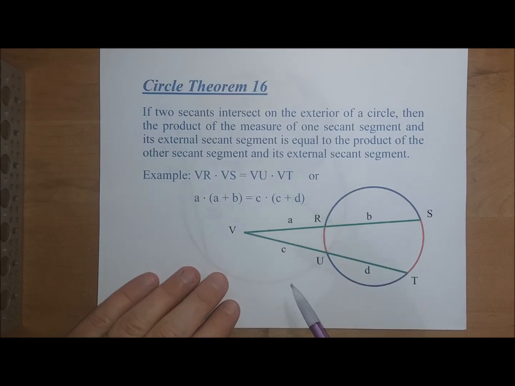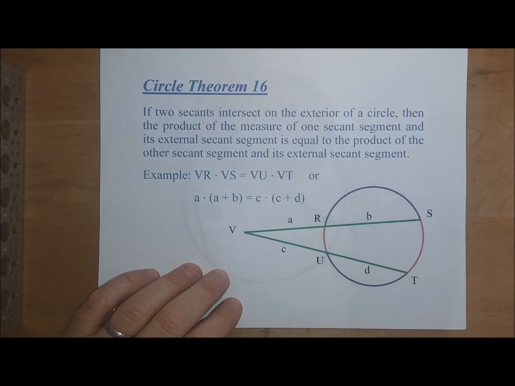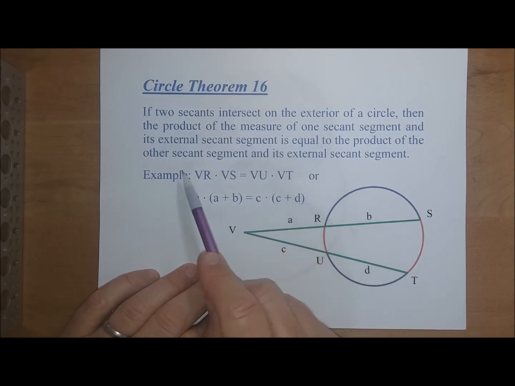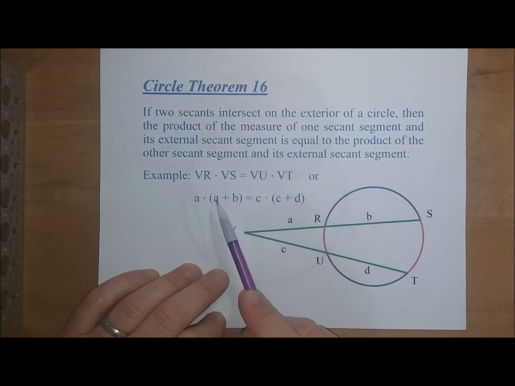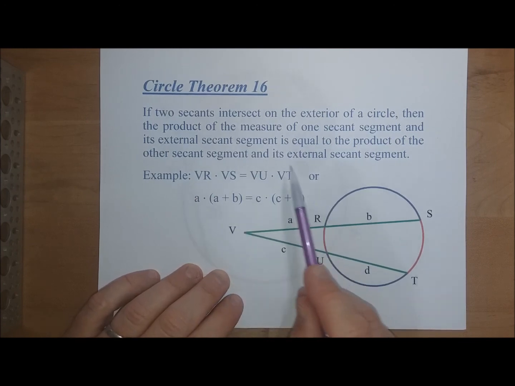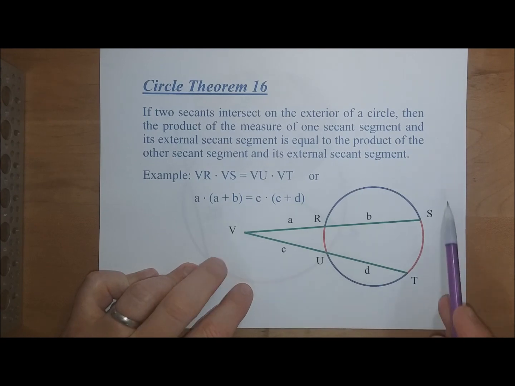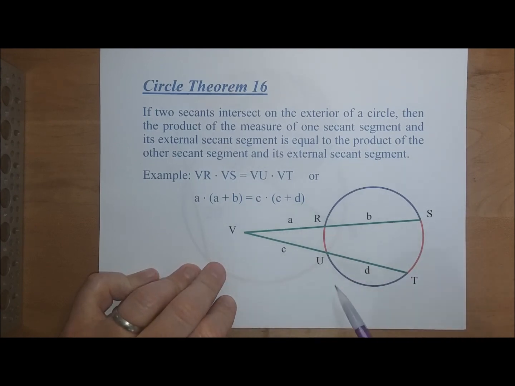I'm not going to prove it now, but in the next video, I'm going to do a full proof of this. Very interesting proof. And again, I'll give you a little hint if you want to start to think about the proof yourself. VR times VS equals VU times VT. Those look suspiciously like cross products to me, and I suspect they come out of a proportion. And in geometry, when we do proportions, we're talking about similar triangles. Yep, believe it or not, there are similar triangles hiding in here that will help us prove this theorem.